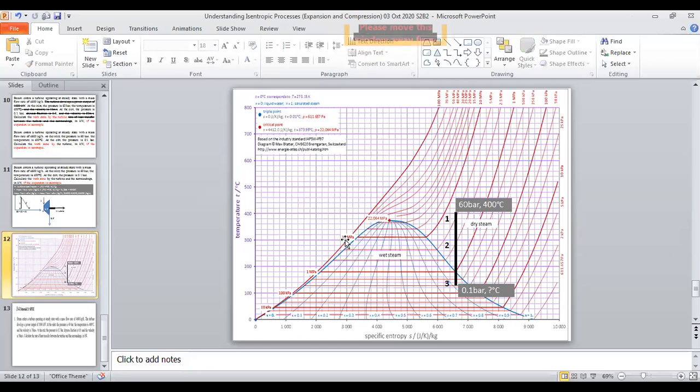1 megapascal means, how to say, 1 bar is 10 to the power 5 pascals. So 10 to the power 5 pascals means this is 100.